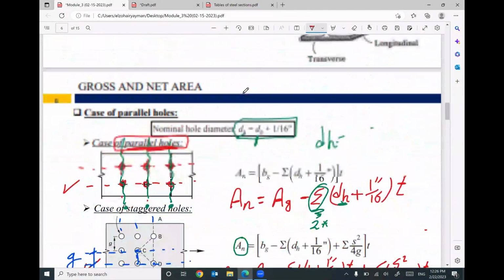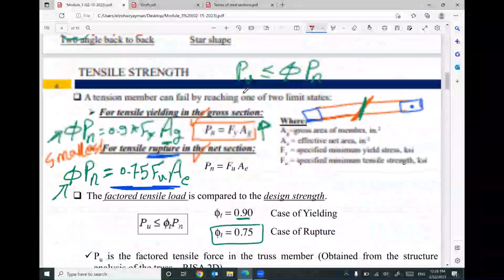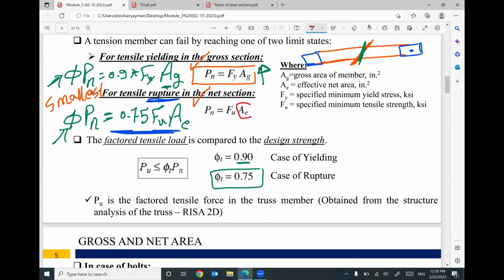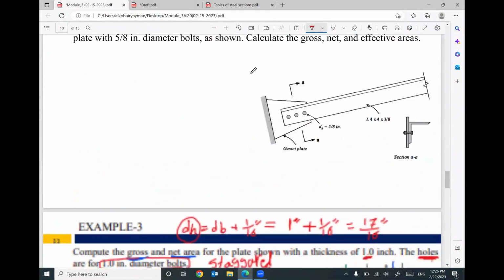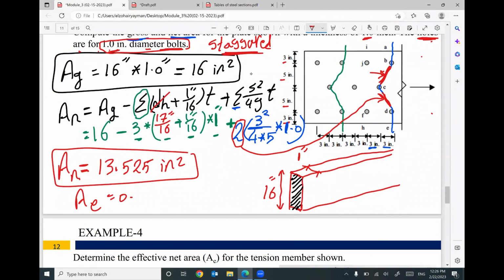As I told you before, we are not using area net in our calculation, but we are using something different, which is called area effective. Your area effective, I can assume it at the beginning of your design, 0.75 of area net. So in this example, I can say area effective equals 0.75 times area net. So it will be something like 10.14 inches square.